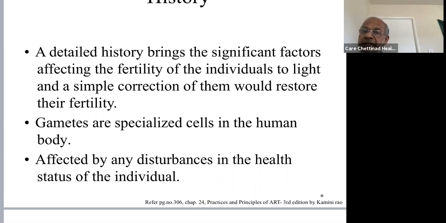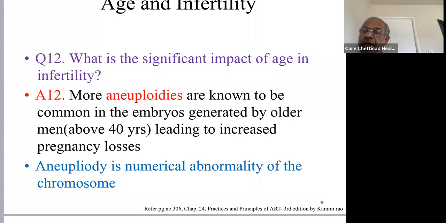Remember, gametes are specialized cells in the human body. They are affected by any disturbance in the health status of the individual. They have a significant impact of age on fertility. Yes, a man also becomes less fertile with advancing years. In fact, fertility starts declining by the 30s, but the marked decline happens only in the 40s. And again, they can also have aneuploidy in the spermatozoa, contributing to aneuploidy in the embryo.